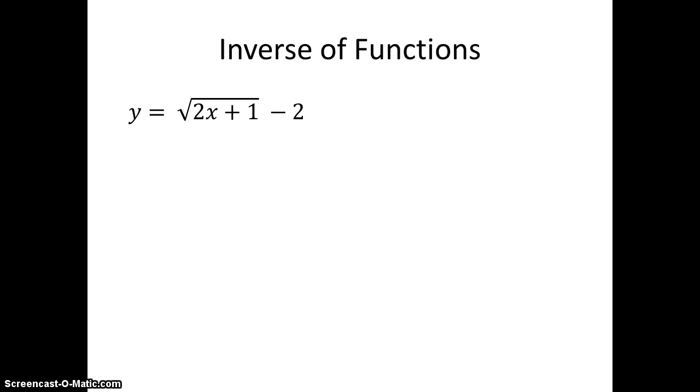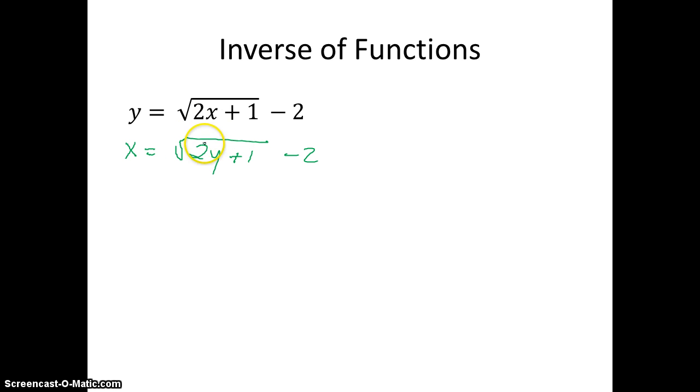Let's check out one more example of this. So something a little bit more tricky here. So y equals the square root of 2x plus 1 minus 2. Well, our first step, right? Switch our x and y. So we have x equals square root of 2y plus 1 minus 2.